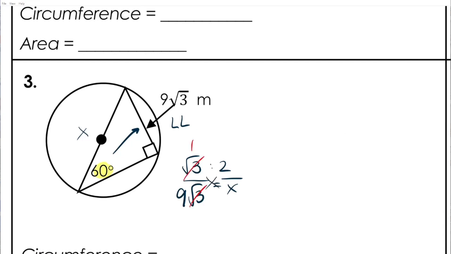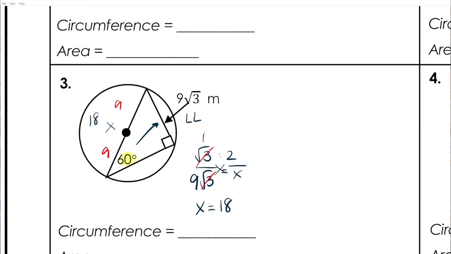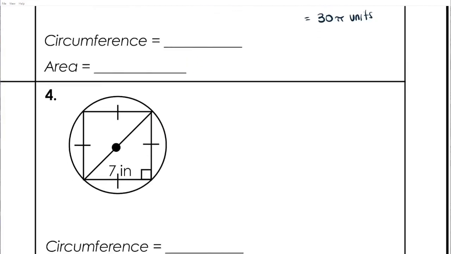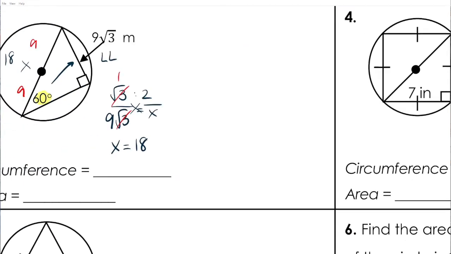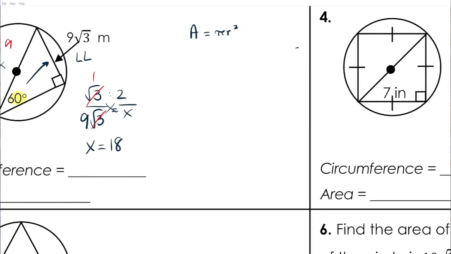So now we can cross multiply. So x is 18. So the whole diameter is 18, which means our radii are 9. Oh man, that thing's jumping all over the place. So area is pi r squared. Oops. So pi times 9 squared. So 81 pi. And again, keep our chemistry teachers happy, units squared.